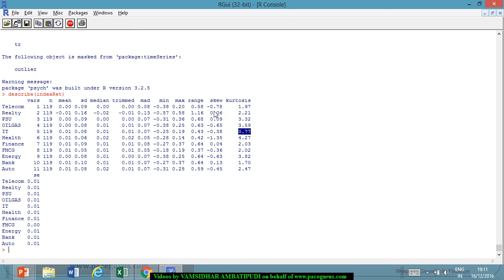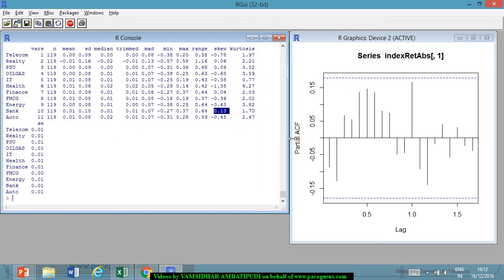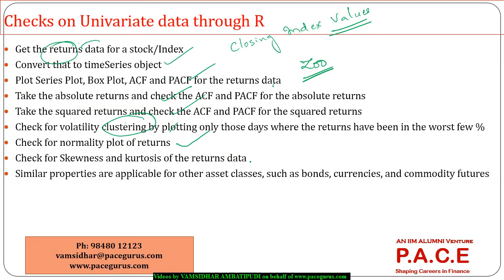Even skewness-wise, for a good number of sectors, the number is negative: telecom, oil and gas, IT, healthcare, FMCG, energy, auto, for all these sectors it is negative. But for some sectors it is positive, but that number is also very much around 0 itself, not significantly higher. So the overall tilting is more towards the negative rather than the positive, indicating the presence of negative skewness in the data altogether.